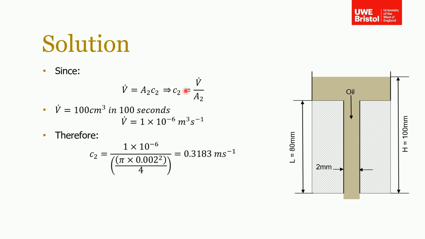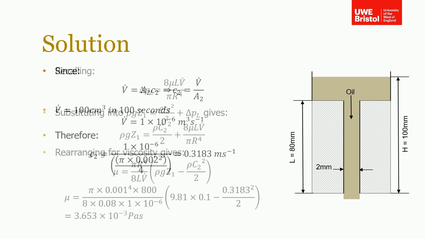We can find the velocity easily enough because we were told in the question that a beaker collected 100 centimeters cubed in 100 seconds, so we can work out the volumetric flow rate. We need to convert that into meters cubed per second, and the volumetric flow is equal to the area times the velocity. Putting this into the equation, we can calculate the velocity to be 0.3183 meters per second. So we now have the velocity, and we now need to determine the pressure loss.